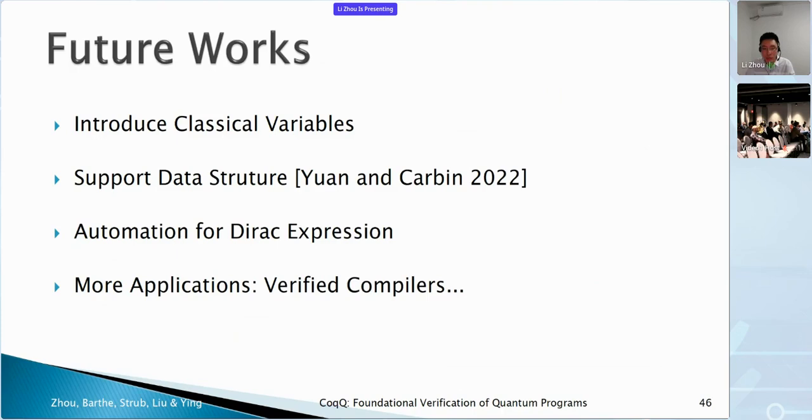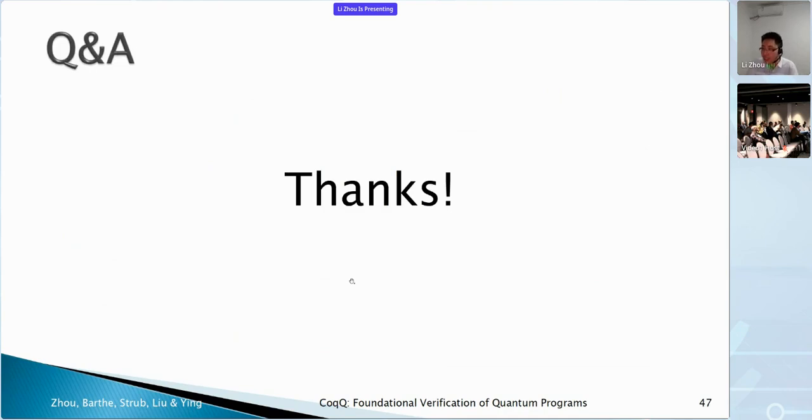In the long term, we would like to use CoqQ as a basis for a verified quantum software toolchain, such as a formally verified compiler from qwhile to quantum circuits. Okay, that's all. Thanks.